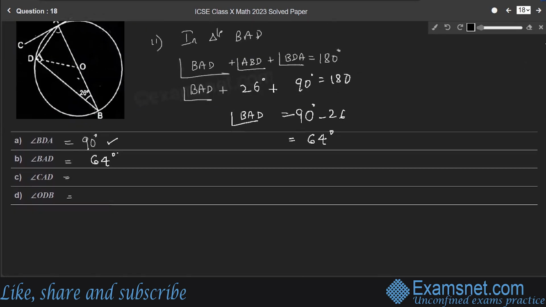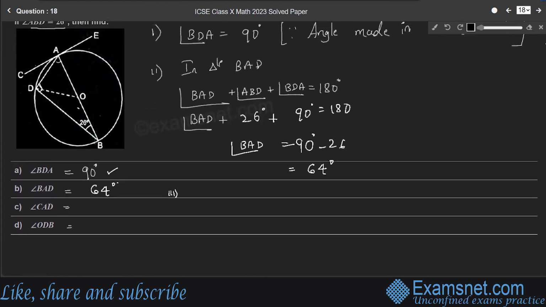Now consider the third angle, angle CAD. Here CE is a tangent, right? And AD is a chord. So angle made by the tangent with the chord is equal to the angle made by the same chord in the other segment, in the major segment particularly in this case. So we call it the alternate segment.